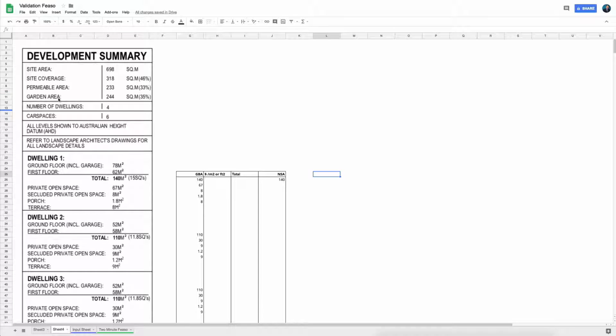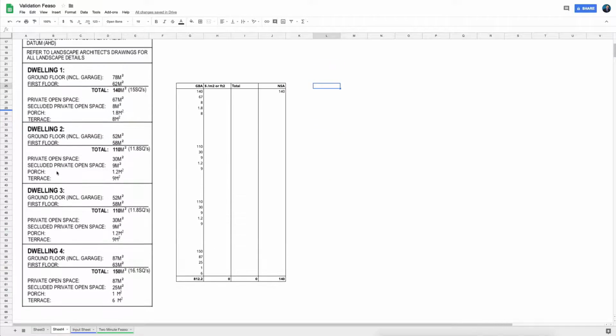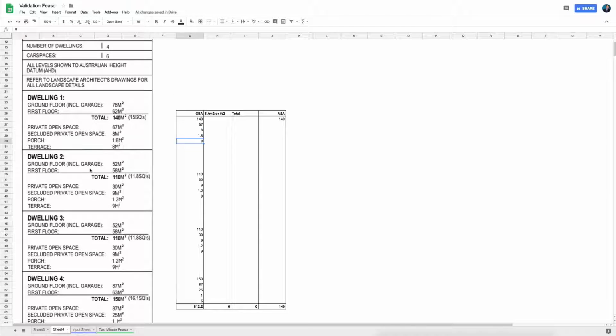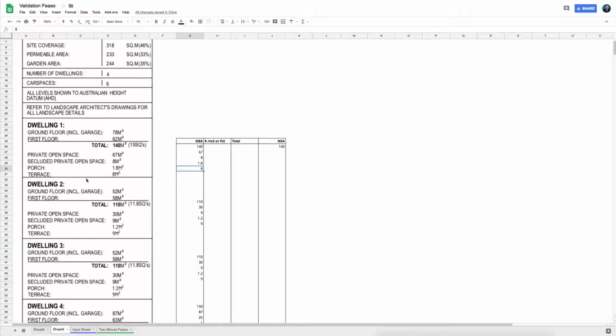So this is just a screenshot from one of my drawings for one of the developments, and this is just 4 dwellings, and they talk about ground floor, first floor, private open space, secluded private open space, porch, and the terrace details. And all I've done is copy them here so I could total them up and see what they come out to be. And this is something that if you have a site that already has plans and permit, this is how you would go about doing your feasibility.